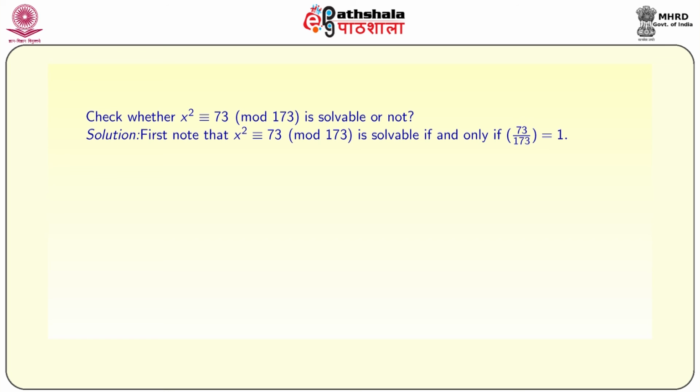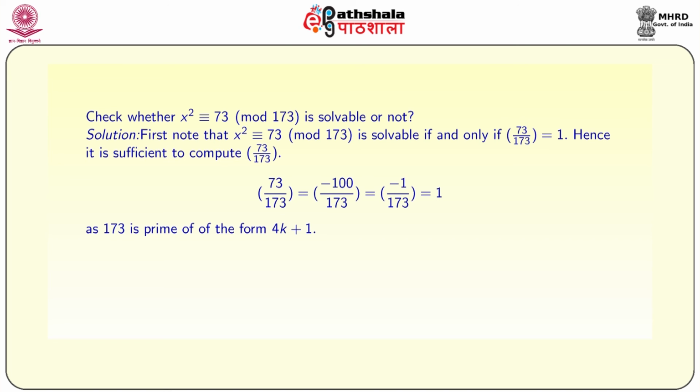So, finding a solution to x squared congruent to 73 mod 173 is equivalent to finding whether 73 is a quadratic residue modulo 173 or not. But the Legendre symbol (73/173) is equal to (−100/173), and minus 100 is nothing but minus 10 squared, but 10 squared is always a quadratic residue. So, this is equal to (−1/173), but 173 is a prime of the form 4k plus 1, so minus 1 is a quadratic residue. So, (73/173) is equal to 1.